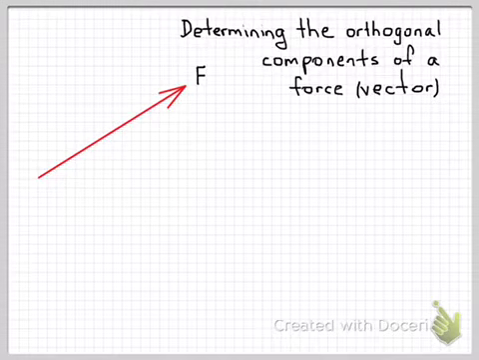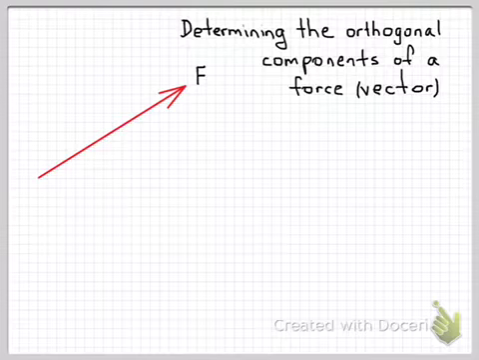In this tutorial, I'll go through the process of determining the orthogonal components of a vector. In this case, the vector is a force. Orthogonal means at 90 degrees, so we're going to determine the components of this force at 90 degrees to each other. And the first thing that we need to do is to describe those directions.